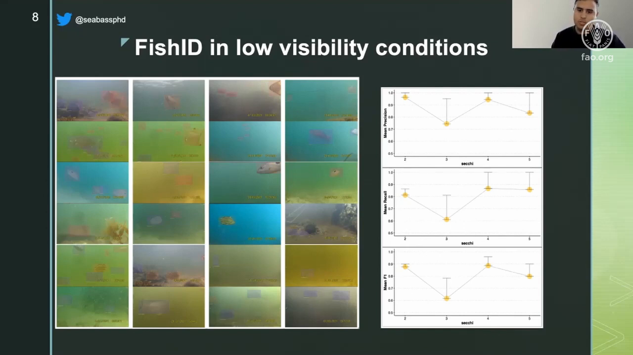And the graph that you see on your right shows three measurements of accuracy for FishID. The x-axis, where it says Secchi, goes from 2 to 5. That means 2 meters visibility, 3, 4, and 5 meter visibility. So what you will see there is that the accuracy of FishID across these low visibility conditions is quite constant, and there's no clear trend of any influence of visibility on its performance.